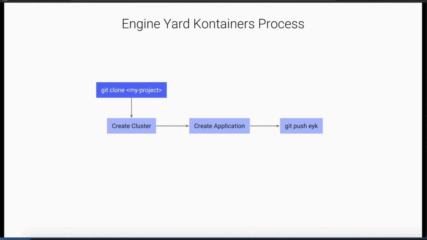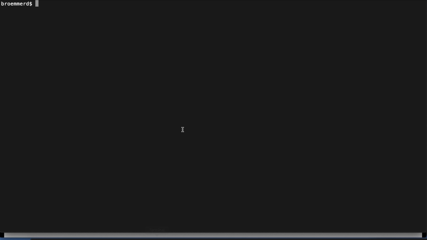Let's compare that process now to EYK. We still need to clone our project, but from here the process is super simple. You create a cluster, which is a geographic region, and a VPC that your apps run in. Create your application, which maps to your Git repo, and then do a Git push. That's literally all you have to do. So let's take a quick look.